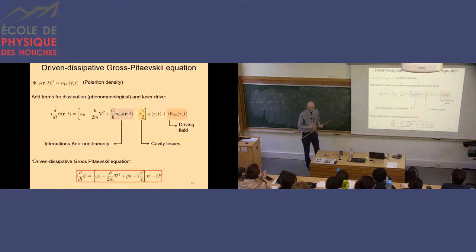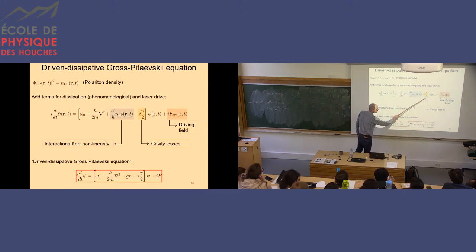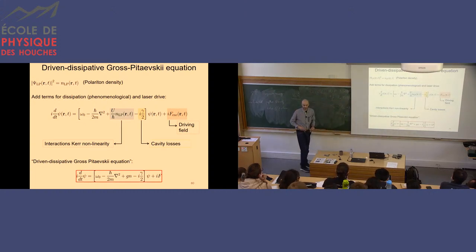We are driven dissipative again. So I was just writing here the equation by forgetting about the drive and the dissipation. In fact, for our system, we need a generalized version of this Gross-Pitaevskii equation. And it writes as such: we have the i d psi over dt, and then we have here the kinetic energy term, the interaction term, u times n, the density of polaritons, over h bar. I add here a phenomenological term, which accounts for the dissipation. So it's an imaginary term, minus i gamma over 2. Gamma is the photon loss term. And I account for the driving field by adding this i F. F is the laser field. Okay, so the equation in the end writes as such.